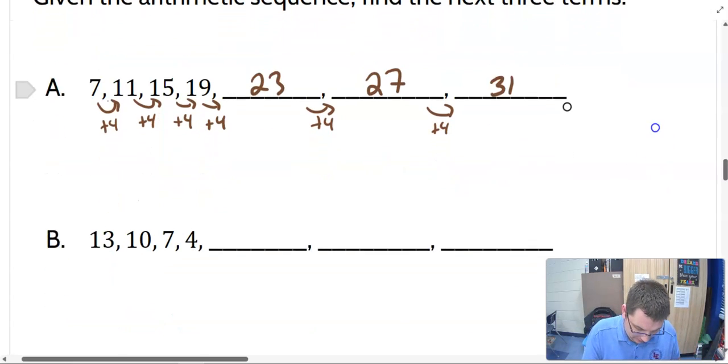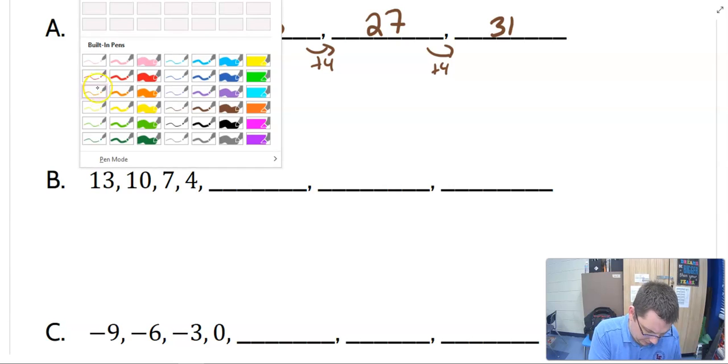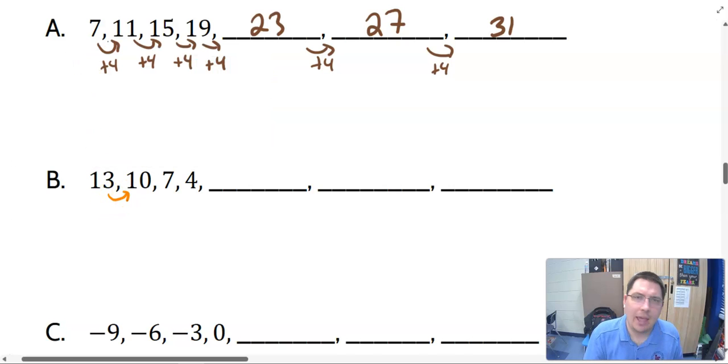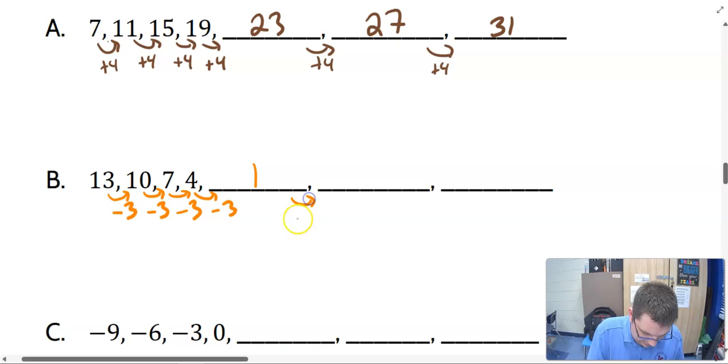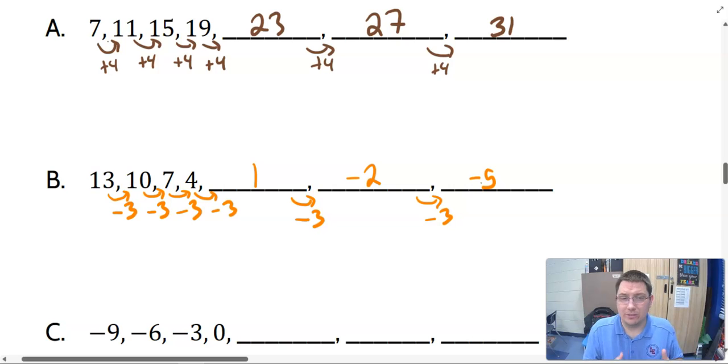So let's look at example B. What happens here? Well, we go from 13 to 10. That's going down, so we're subtracting 3. And 10 to 7 is -3. And 7 to 4 is -3. So we do have an arithmetic sequence here. And what are the next 3 terms? Well, we're going to continue the pattern. 4 minus 3 is 1. And then 1 minus 3 is what? Well, 1 minus 3 would make it -2. And then -2 minus 3 is -5. So we see our terms there.